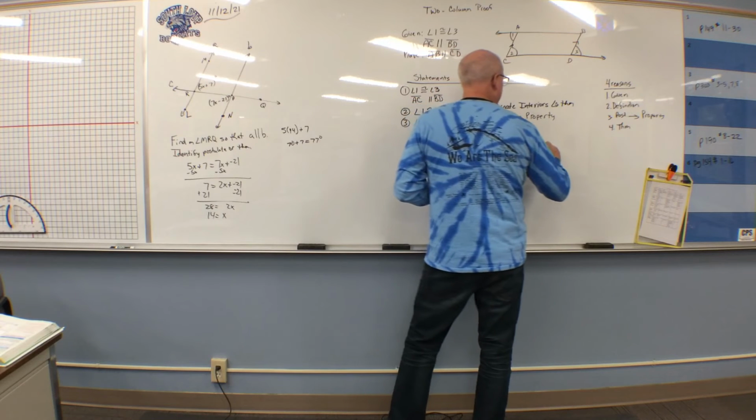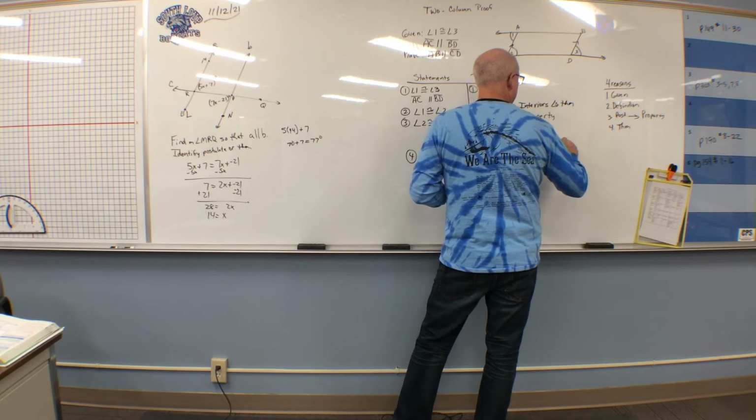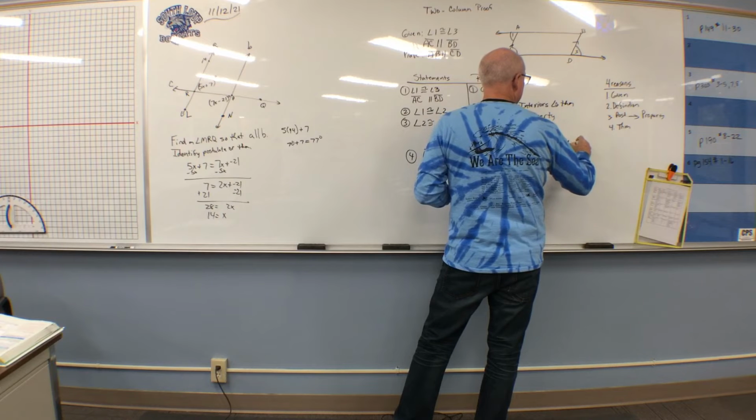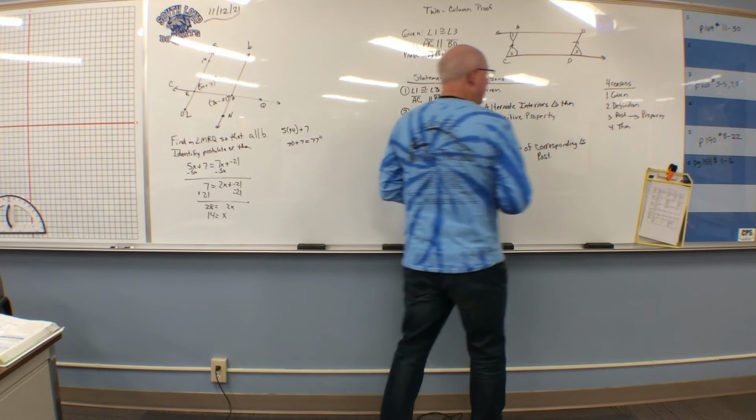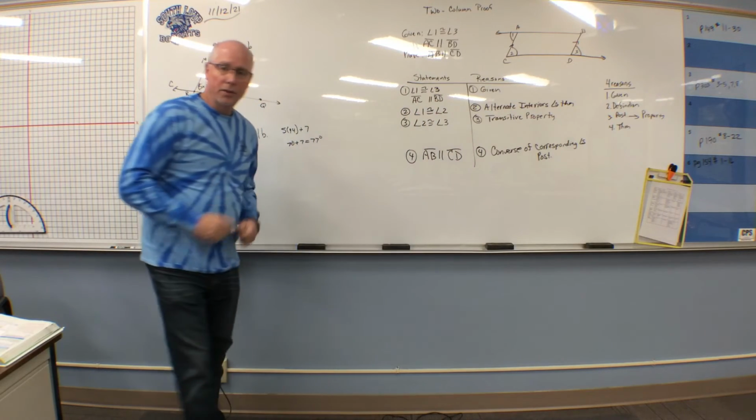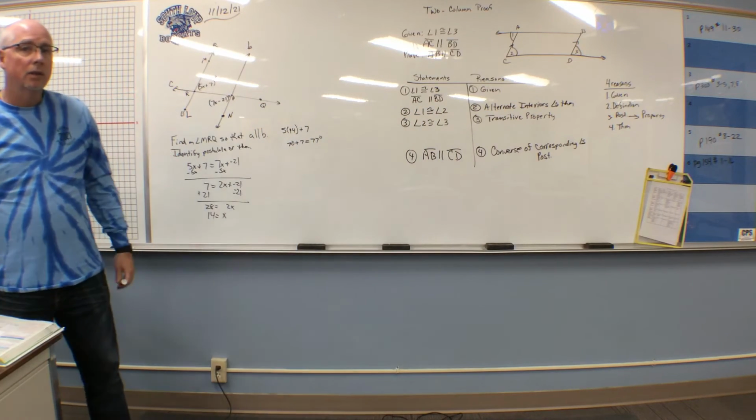of the corresponding angles, and this is a postulate, isn't it? It's the only one that's a postulate. The rest of them are all theorems. What's the difference between them again?